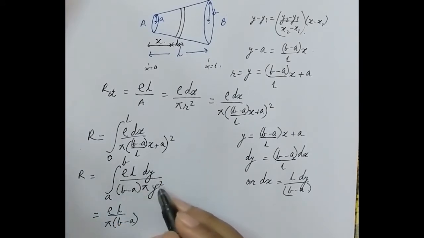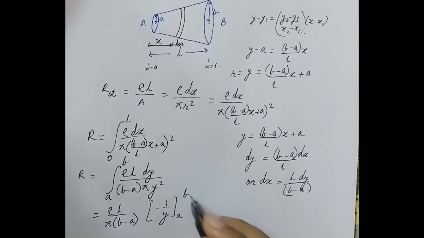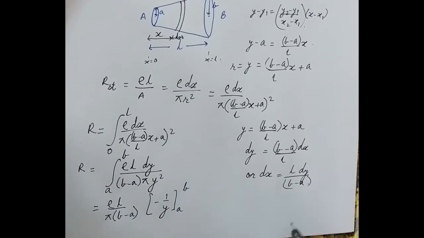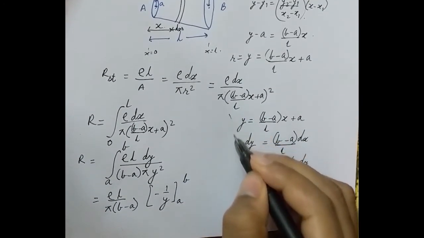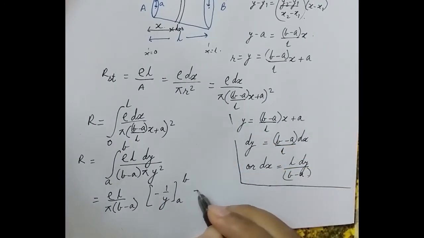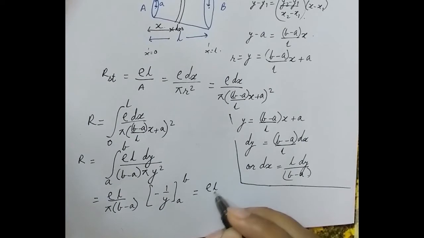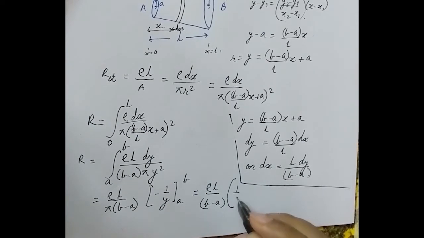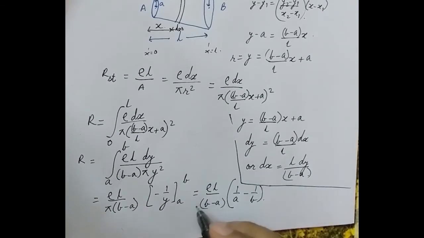And we integrate just dy by y square, which gives us minus 1 by y with limits from a to b. If we put the values in, let's separate out the calculation part. We put the values in, that gives us rho L by pi (B minus A) into (1 by A minus 1 by B).